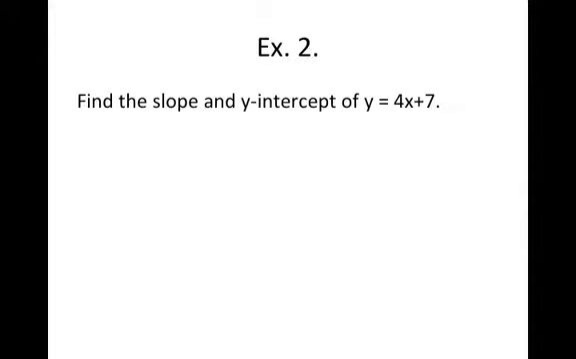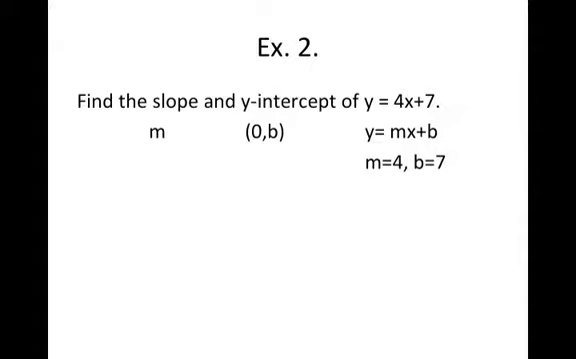Alright, so for example 2, we want to find the slope and the y-intercept of y equals 4x plus 7. Reading closely is going to be very important in this chapter, so let's just stop for a minute and analyze what we're being asked to find. We're being asked to find the slope, which typically we think of as m, and we're being asked to find the y-intercept, which is the point (0, b).